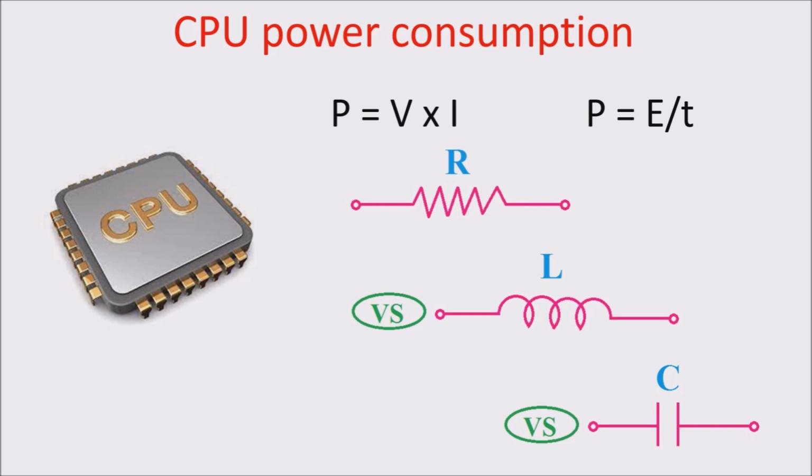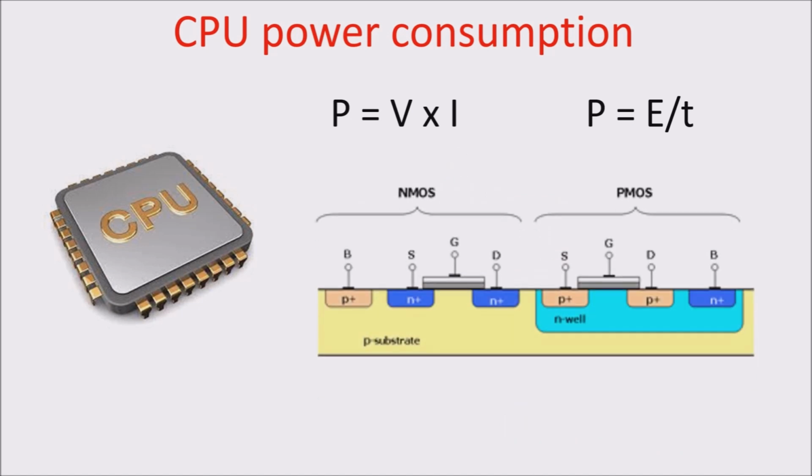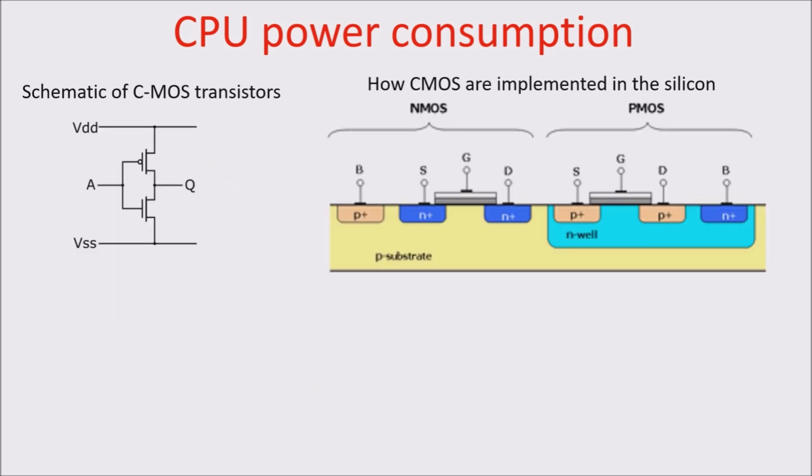We need to know if we have a resistive, inductive, or capacitive load. But this is easy because the only thing we have in the CPU is a particular kind of transistors called MOSFET. So, as you'll see in a moment, we have a capacitive load. This is, for example, the CMOS configuration used in integrated circuits.